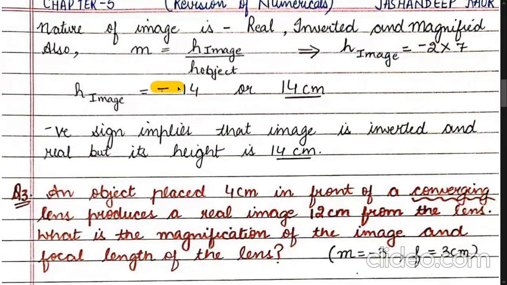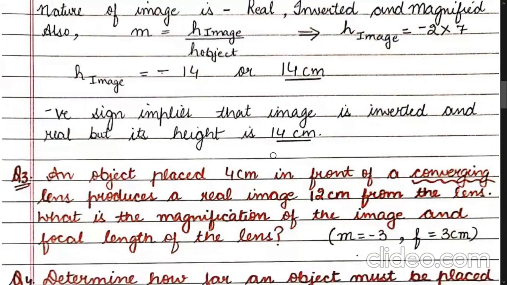What does this negative sign imply? This negative sign means that the image formed is inverted and real. Negative means the image is real and inverted and is of size 14 centimeter.